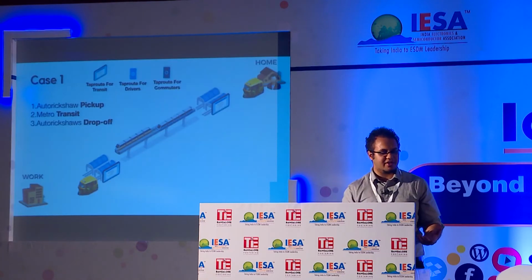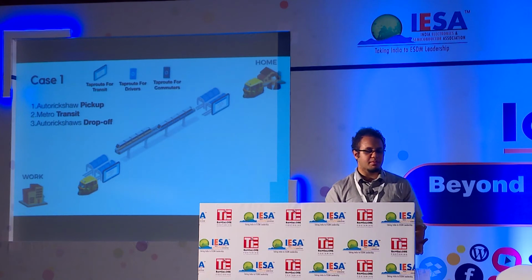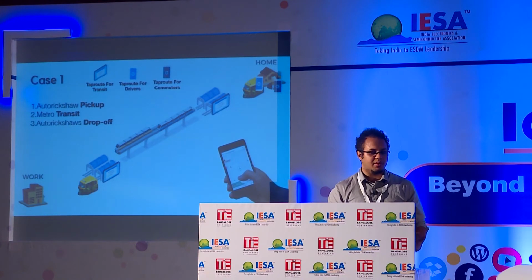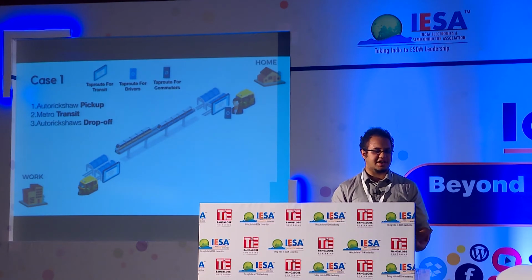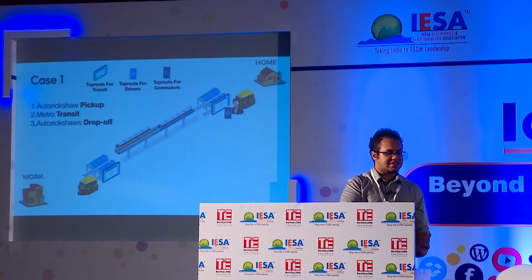So here's an example of how this would work. Say you're at home and you have your phone along with you. You go to the auto, and the auto wala has a phone or two. And the moment you do that, the auto wala knows exactly where to go. So he takes you to the metro station, and the metro turnstile also has a device on it. So you tap the button again, and the devices communicate with each other.